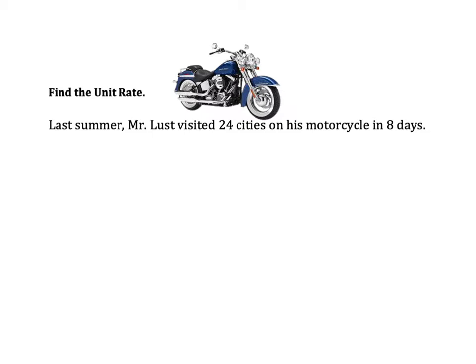If you need to write this down in your notebook so you can refer back to it, then I highly suggest you do so. We're going to find the unit rate of this situation about Mr. Lust. It says, last summer, Mr. Lust visited 24 cities on his motorcycle in 8 days. So the first thing we need to do is find that original ratio. We're going to start with our original ratio, and that is 24 cities in 8 days.